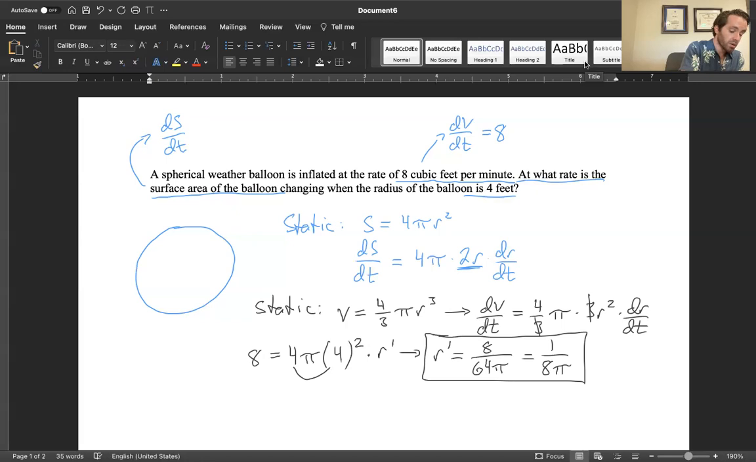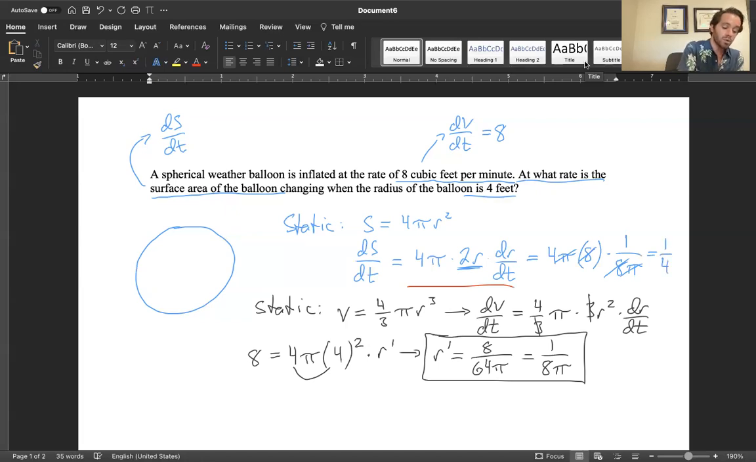Now I can go back to this line and say I know that dS/dt is going to be equal to 4 pi times 2r. Well, that's 8 because 2 times 4 is 8. And now I magically know what dr/dt is. At this moment, it is 1/(8 pi). And actually, a lot of things cancel here. The 8s cancel, the pi's cancel, and we get 1/4.